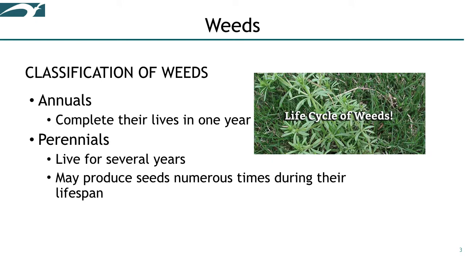Weeds can be classified in two ways. You have your annual weeds, which complete the cycle within 1 year, and you have your perennial weeds, which live for several years, but they will come back over and over again. So be aware of those factors.